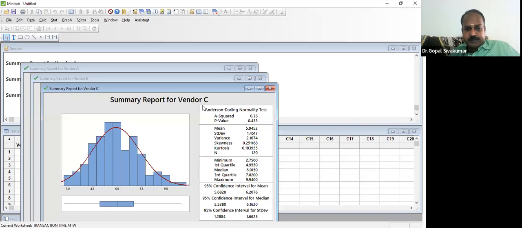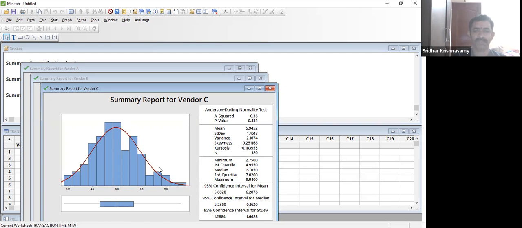This is vendor C. Look at the histogram. Is it looking like a bell shape? Yes. That means your eye is very powerful to say that data is normal. This is the normal eye test. But if for some of you the eye is having a problem and you are not able to recognize the bell, go for the Anderson-Darling test.